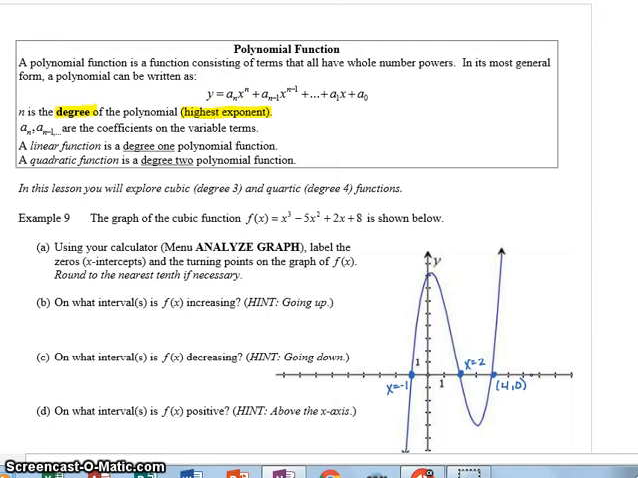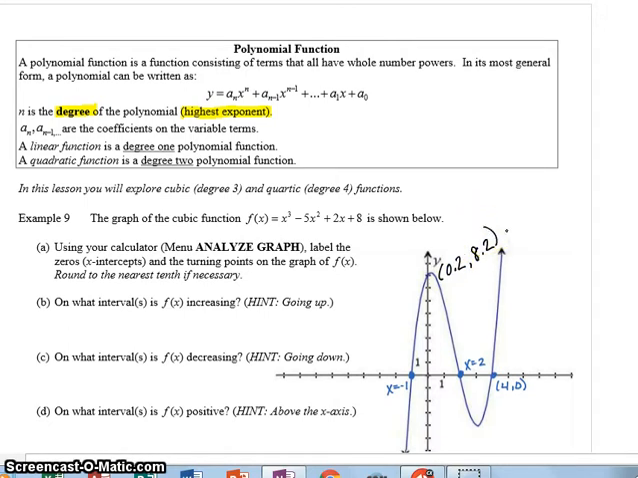Now, to find maximums, you're going to hit menu, then number 6, analyze graph, and I believe the maximum is number 3, minimum might be 2. Then it's going to let you shade the lower bound and the upper bound. You shade just to the left of your maximum, just to the right of your maximum, and you click enter, and then the coordinate for that turning point of that maximum should be there. When I rounded to the tenths, I ended up with 0.2 and 8.2.